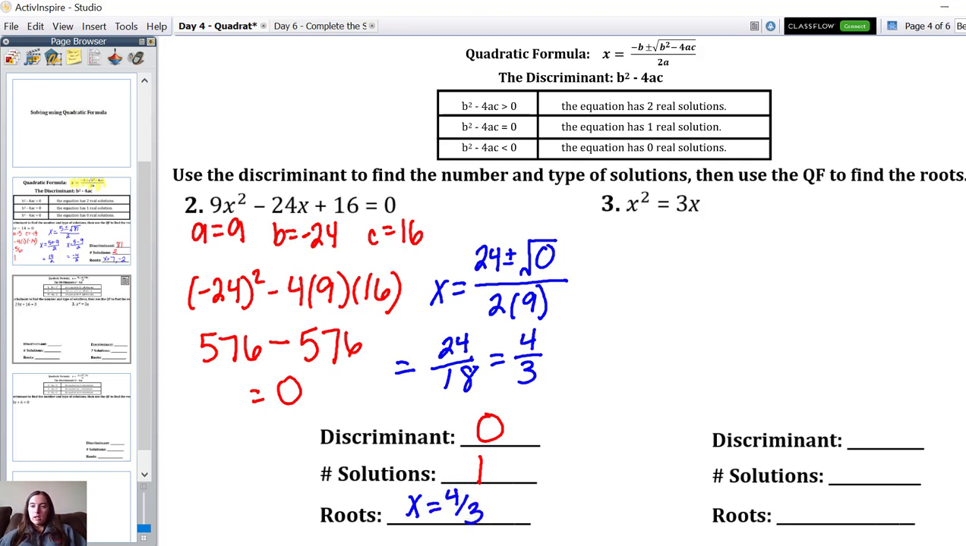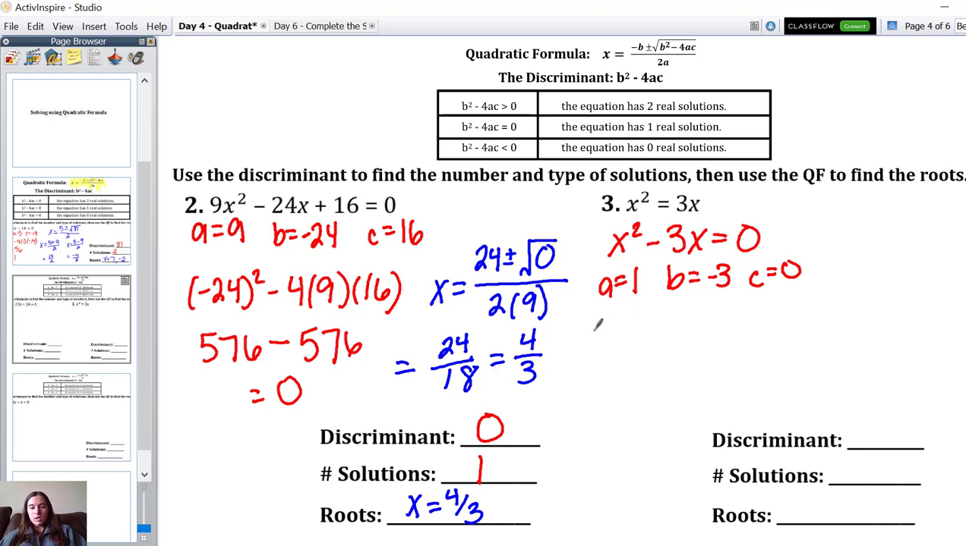In number 3, we need to make it in standard form first, and then figure out what a, b, and c are. So I'm going to start by subtracting the 3x. You could also subtract the x squared. It doesn't matter which way it goes. So if we subtract the 3x, we have x squared minus 3x equal to 0. My a is the number attached to the x squared. That's the coefficient of x squared. So a here is 1. B is negative 3. And c, there is no constant here, so our value of c is 0.